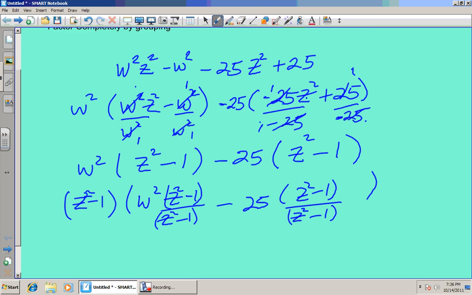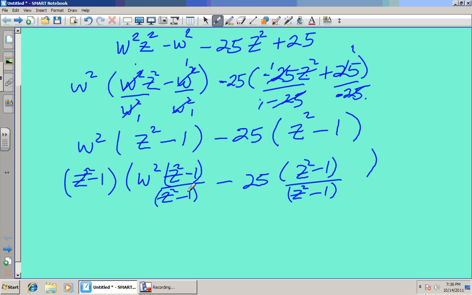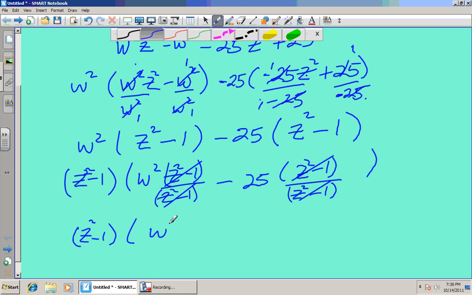And we see here that any number over itself is 1. So this is 1. This is 1. So now we have z squared minus 1. What's left in? W squared. Let me clean that up. So it's w squared minus 25.